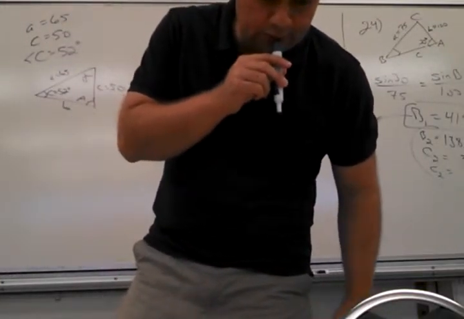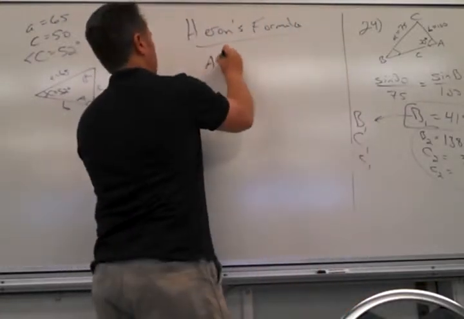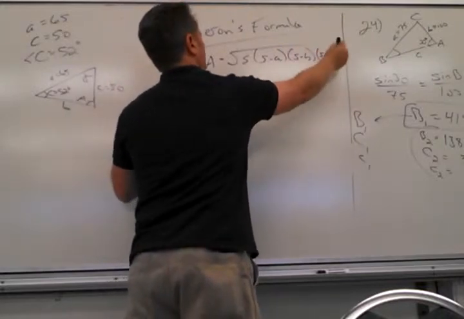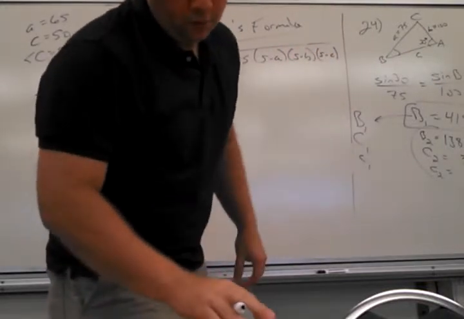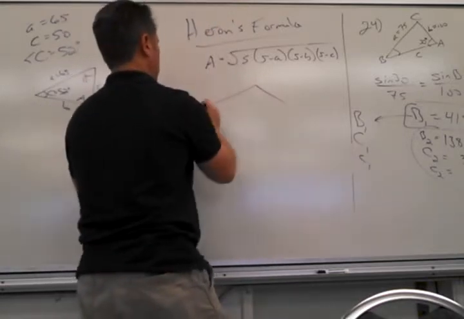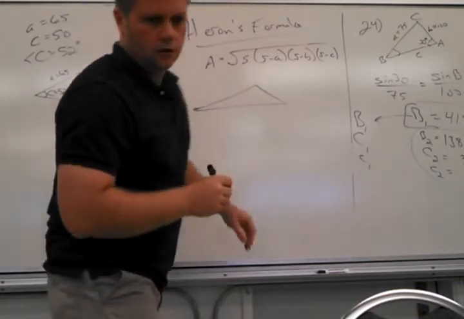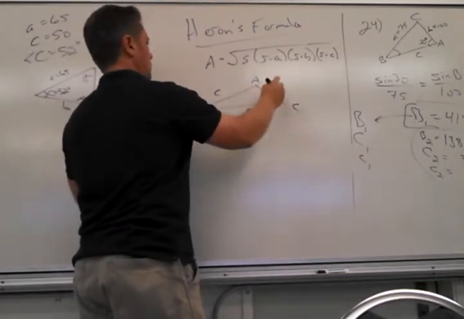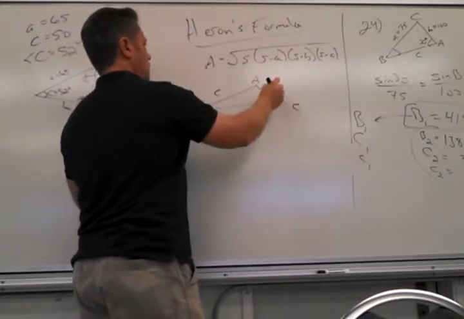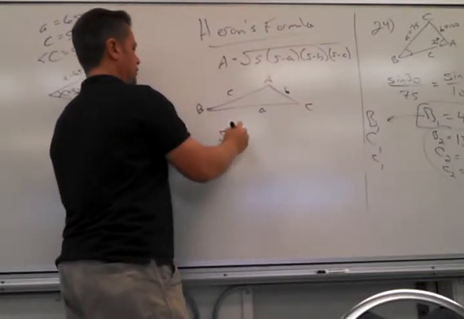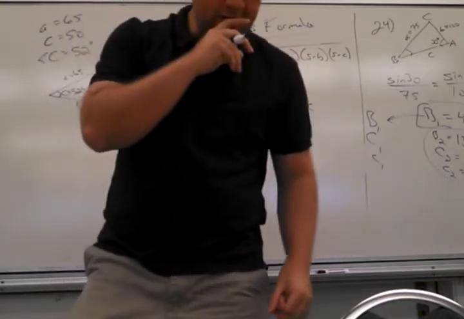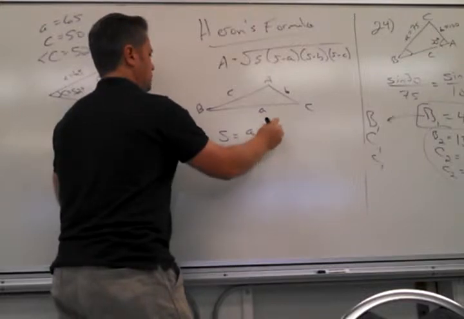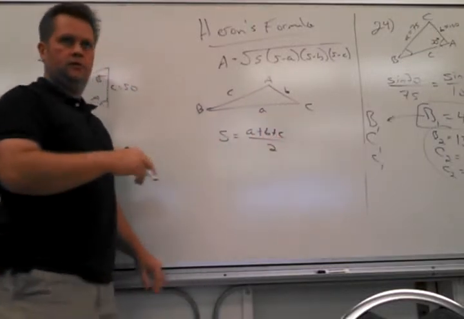They give you this formula here, where the triangle is here. Nothing weird about it, right? And they tell you that this little S is what's called the semi-perimeter. It's like the perimeter just cut in half. So it's the perimeter, A plus B plus C, cut in half.